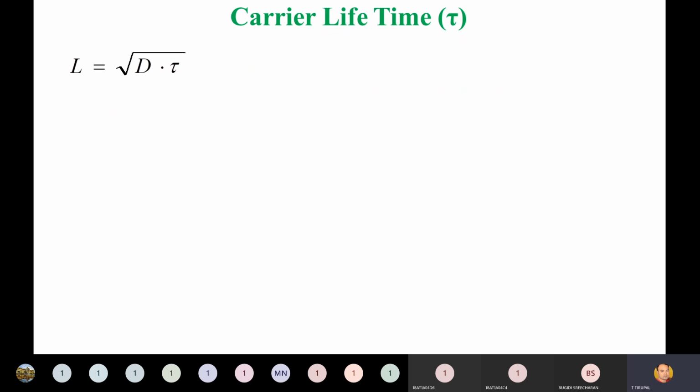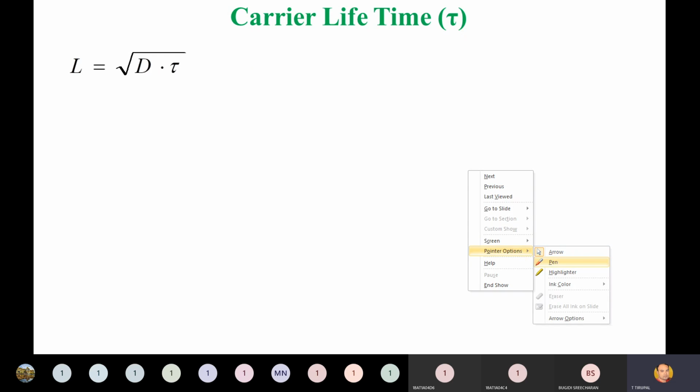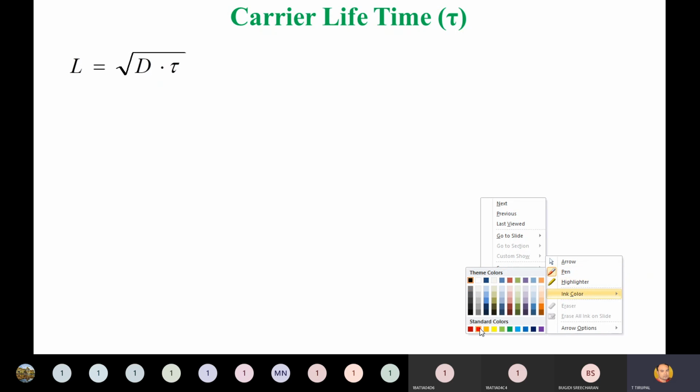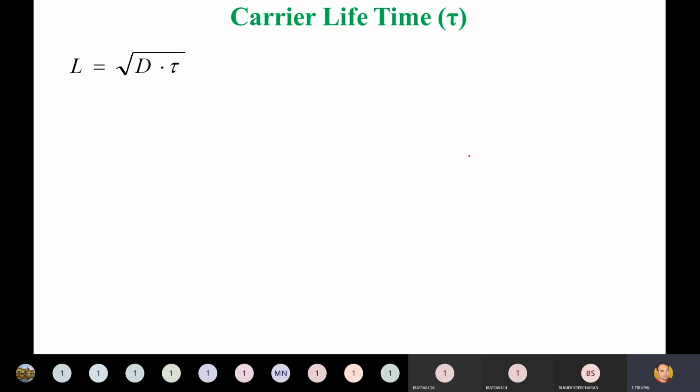So this is one of the important topics, carrier lifetime. Carrier lifetime is similar to a human lifetime. A human being takes birth, and from the starting point of birth to death or expiry, the region in between is nothing but the lifetime of the human being.